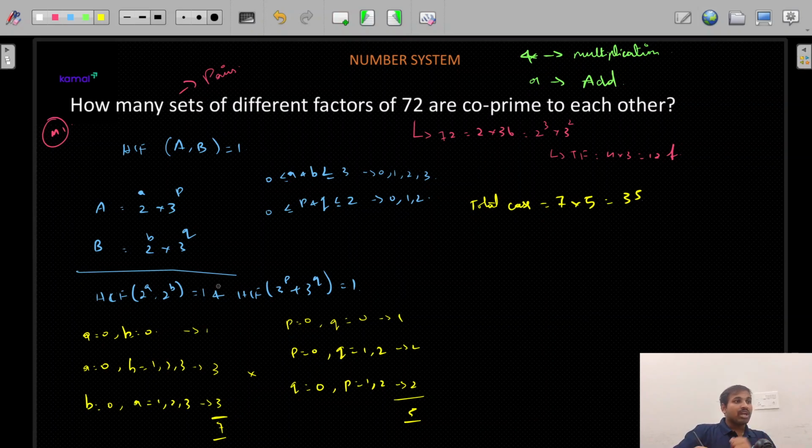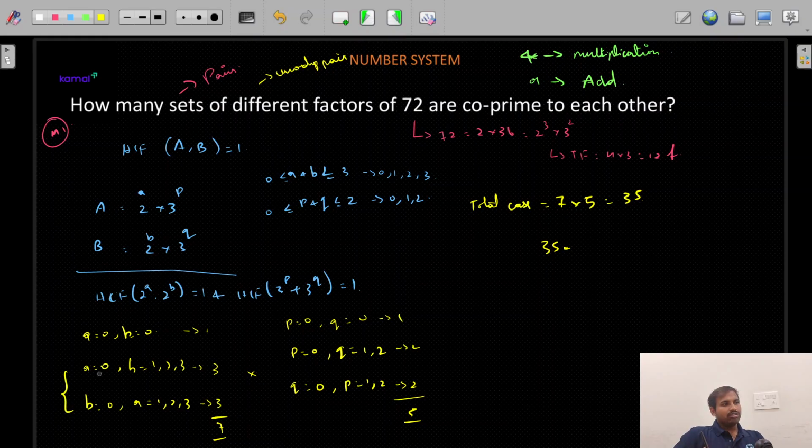Here the problem is I am assuming a and b as two different numbers. Yeah, that's true. But in the question, it's an unordered pair, which means no variable is mentioned. If a variable is mentioned, order is important. Since the question doesn't mention order, I have to remove the order. How to remove the order? Out of 35 cases, if I subtract, these two cases are the same.